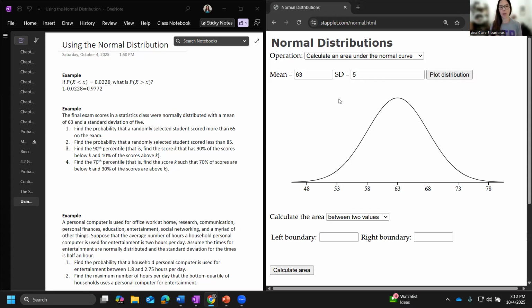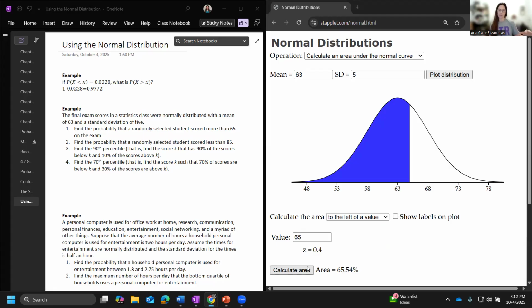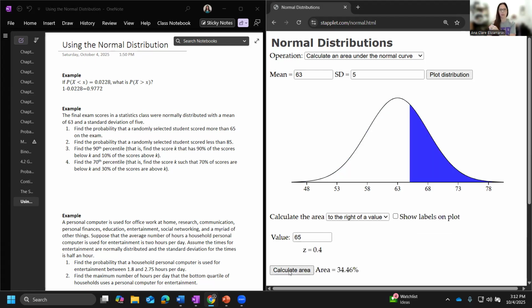I'm asked to find the probability that a randomly selected student scored more than 65 on the exam. So I'm told more than, and I'm told a number. And probability means calculating the area under the curve. So I have calculated an area under the curve, that's good, but I don't want between two values, I just want more than. Well, is more to the right or to the left? Let's say I'm not sure and I say to the left, and then I put in 65. It's going to shade for me. And if you notice the shading, those are not values that are more than 65. So what I want to do is I actually want to go to the right of the value 65.